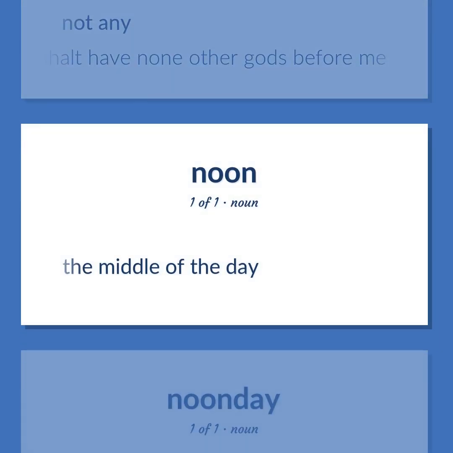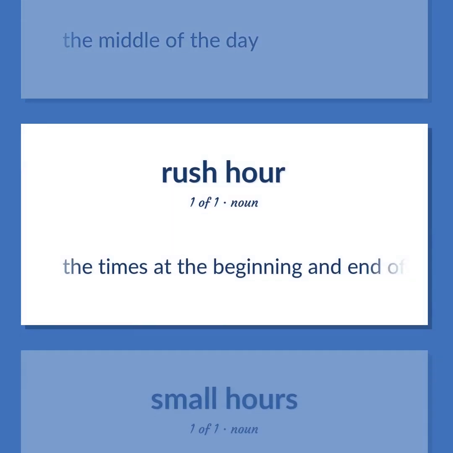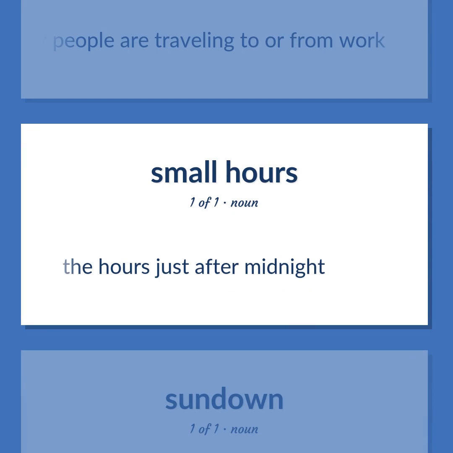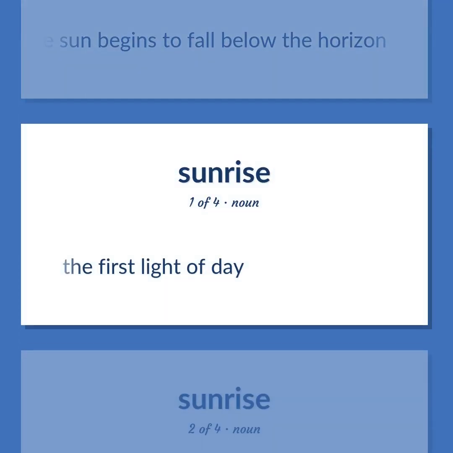The middle of the day. The times at the beginning and end of the working day when many people are traveling to or from work. The hours just after midnight. The time in the evening at which the sun begins to fall below the horizon. The first light of day.